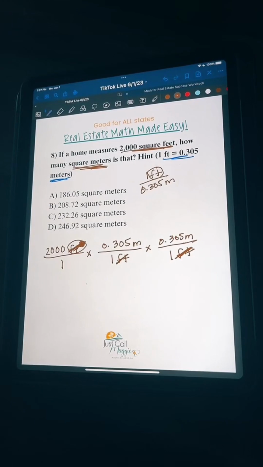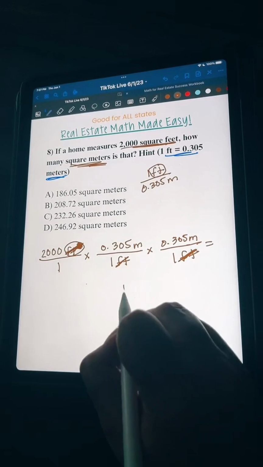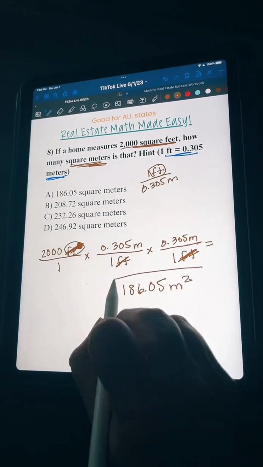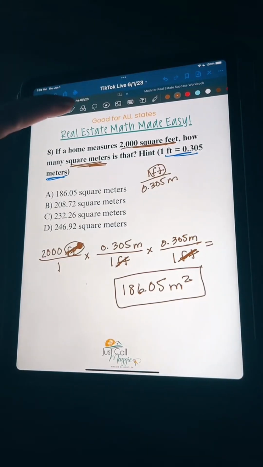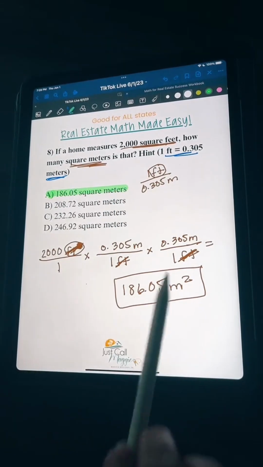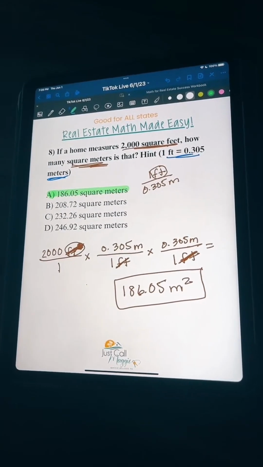So now I just say 2,000 times 0.305 times 0.305. And I get a total of 186.05 square meters. So the answer here is A. So this was tricky, and you may see something like that on your state exam. So remember this. My mind is spinning now.